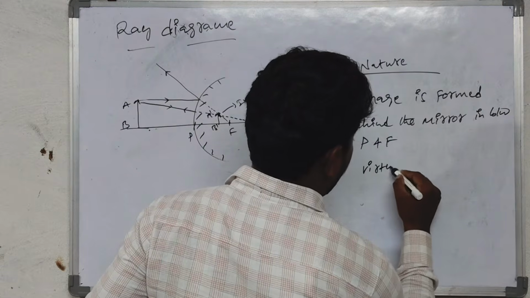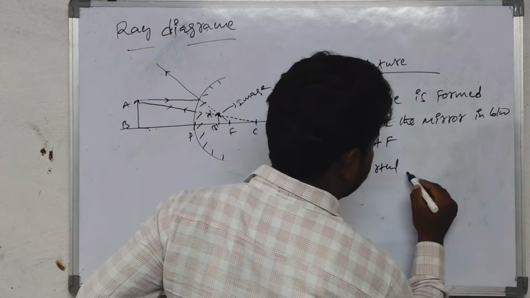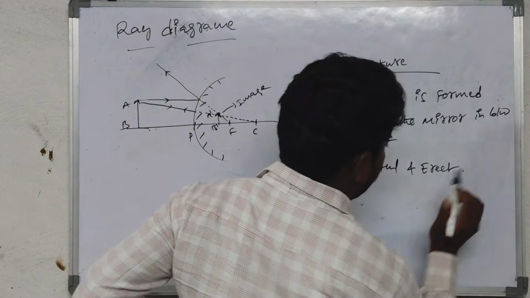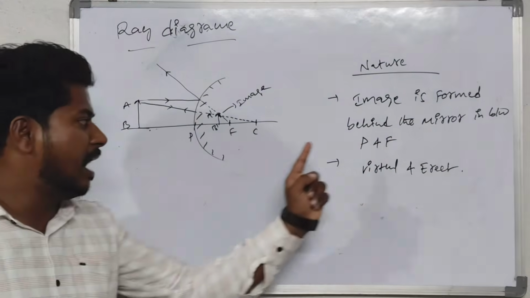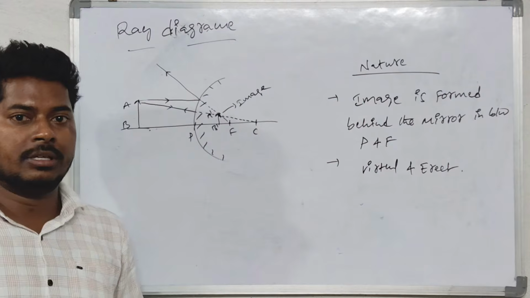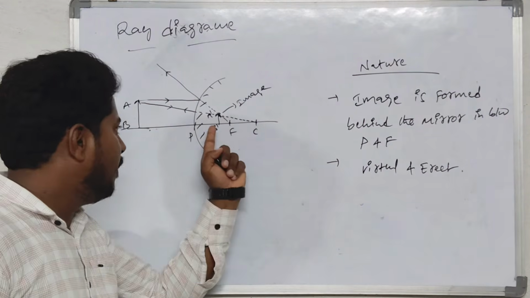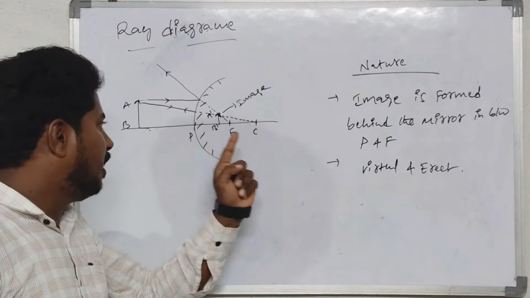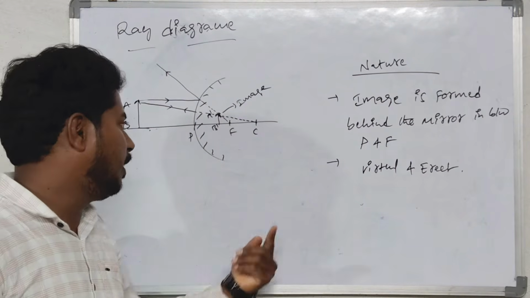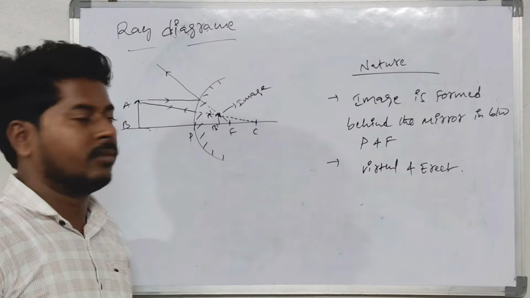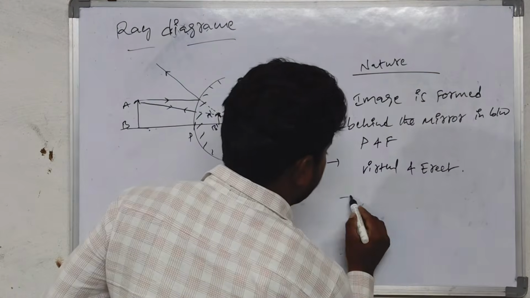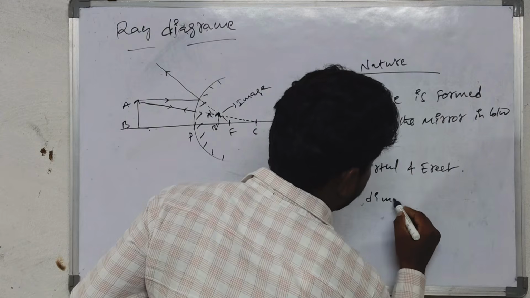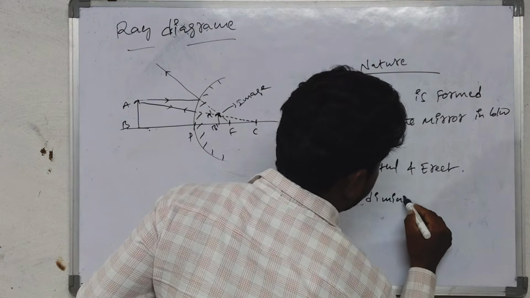This image is virtual. All virtual images are erect. So this image is a virtual and erect image. When we compare the image size with the object size, definitely your image size is going to decrease. So image size is diminished, small size, diminished.